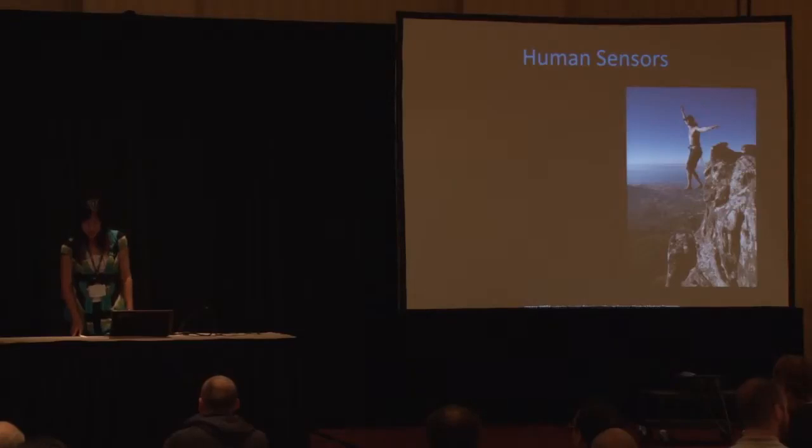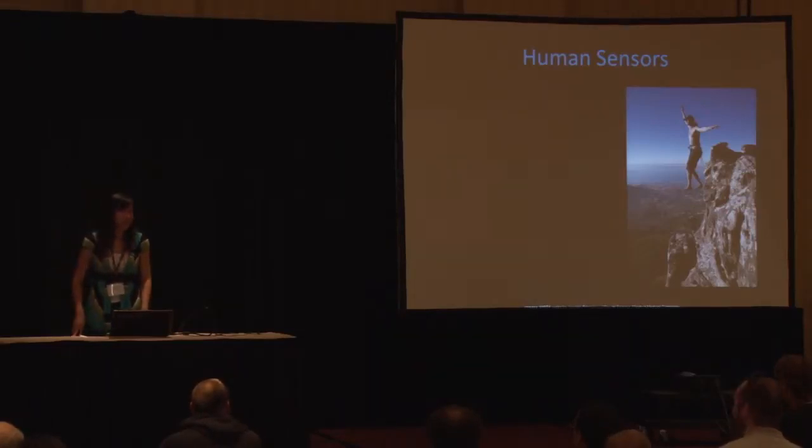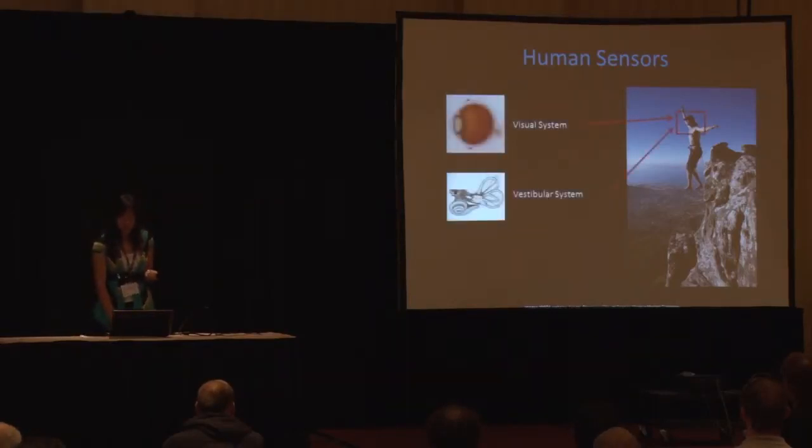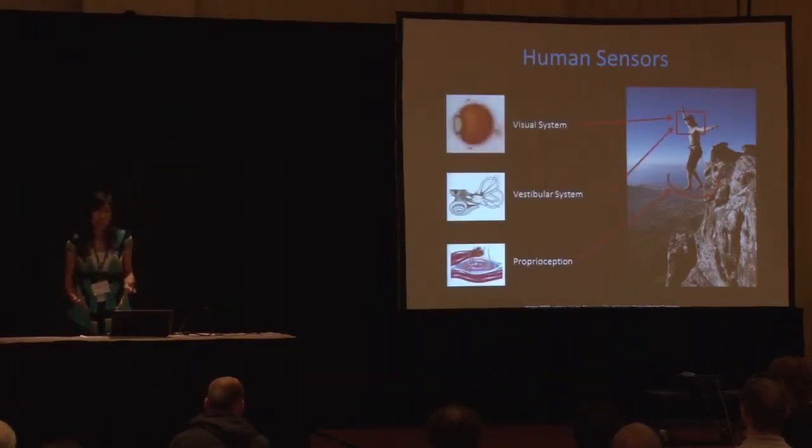So humans rely on sensors to monitor and code the external world. But this guy standing here on this high line, he has to use his visual system, his vestibular system, and his proprioception to help him balance. With his visual system, he can sense velocity through the movement of images across his eye.